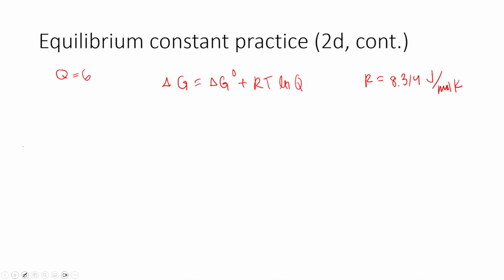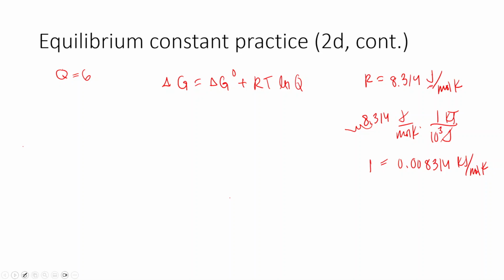And since we're finding delta G, it makes our lives easier if we convert from joules per mole Kelvin to kilojoules. So that same idea, 8.314 joules per mole Kelvin. We want to change our joules to kilojoules. There's 1,000 joules in 1 kilojoule. Our joules cancel out. So we divide by 1,000 by moving this decimal place over. 0.008314 kilojoule per mole Kelvin. So that's our R. Does that make sense to everyone?